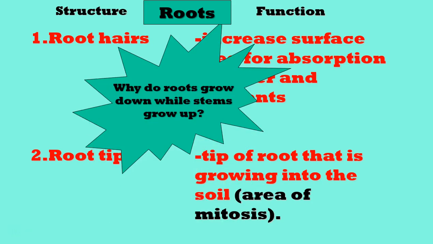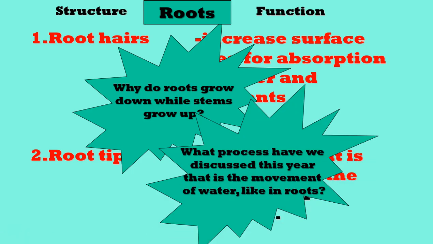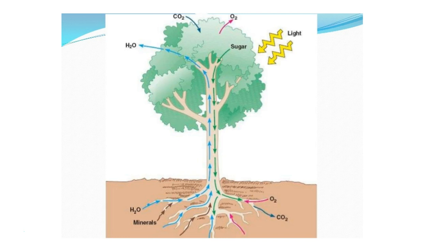Okay, why do roots grow down while stems grow up? Well, this is something called gravitropism, where the plant just knows the shoots grow up and the roots grow down, so that the roots can absorb water and the shoots can eventually produce leaves that will eventually photosynthesize. What process have we discussed this year that is the movement of water like in roots? So how does water get into the roots? Well, that is osmosis.